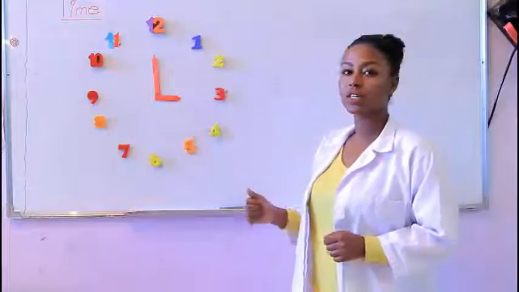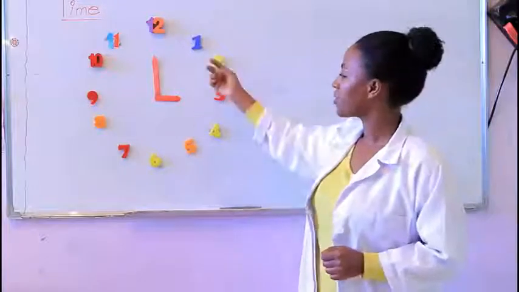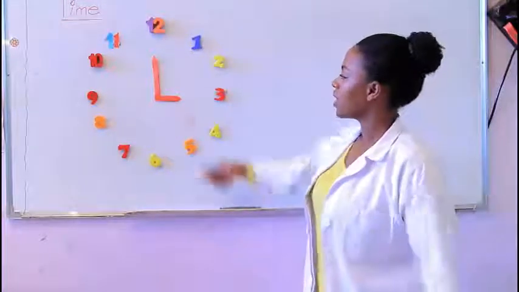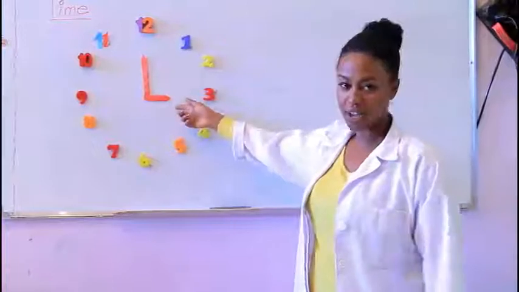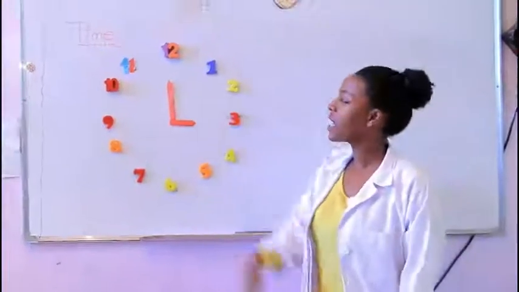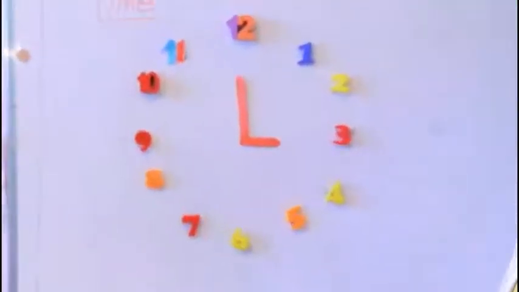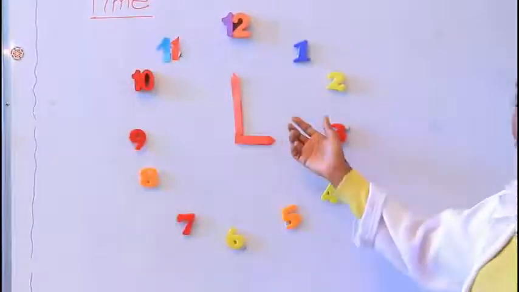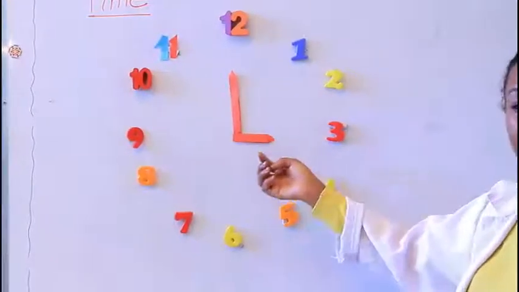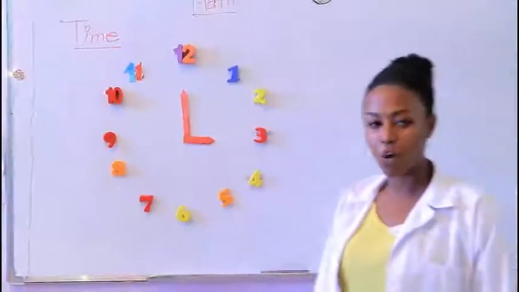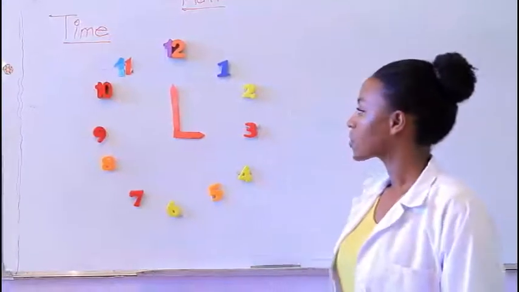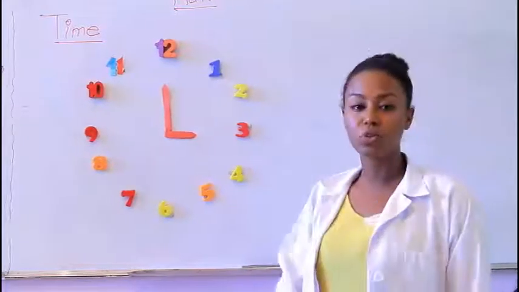On the clock we can see two hands: the long hand and the short hand. The long hand shows us the minutes, and the short hand shows us the hour. Okay, now I'll tell you how we tell the time.